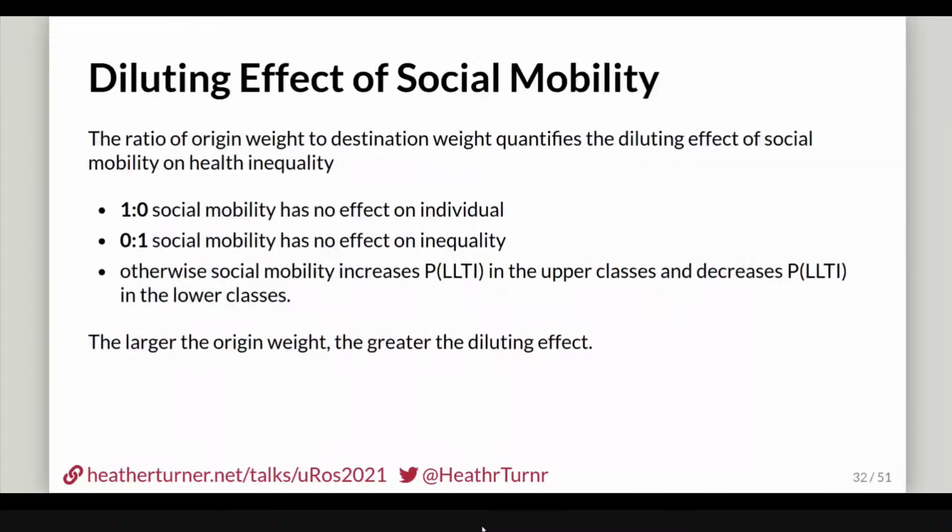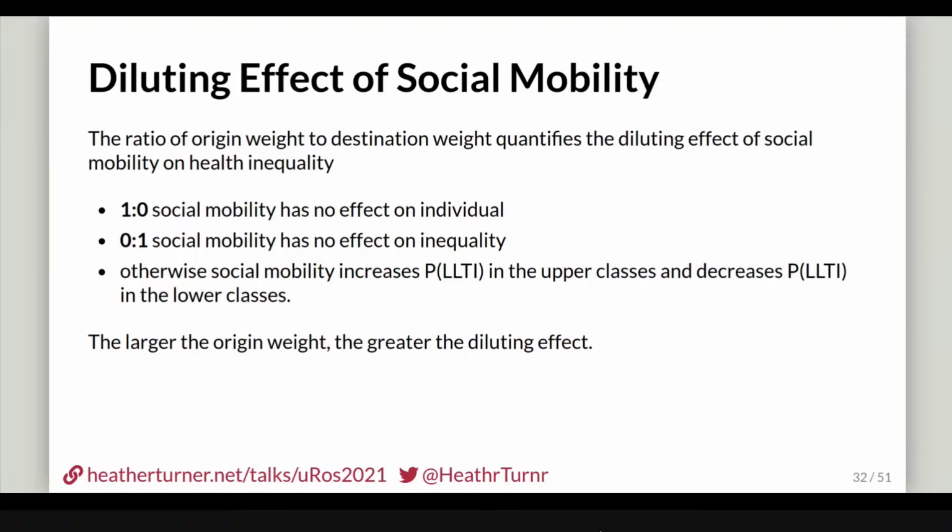So how do we interpret the weights? The ratio of origin weight to destination weight quantifies the diluting effect of social mobility on health inequality. So health inequality is captured by our diagonal effects, and it's these weights that will quantify the effect of social mobility. So, for example, if we put all our weight on the origin effect, then social mobility has no effect on the individual because they're just taking the effect of their origin class into their new class. It doesn't matter where they go, it's all about the origin.